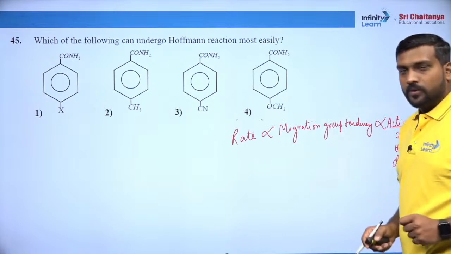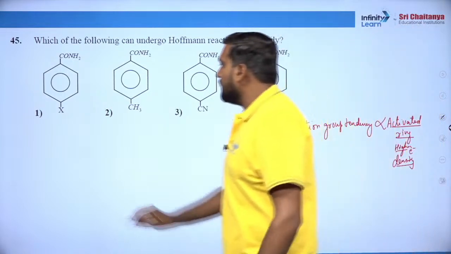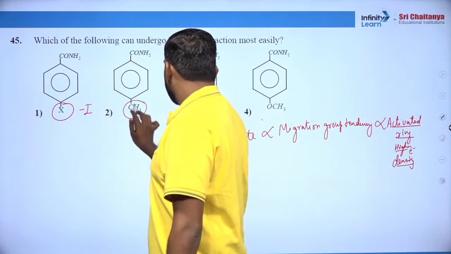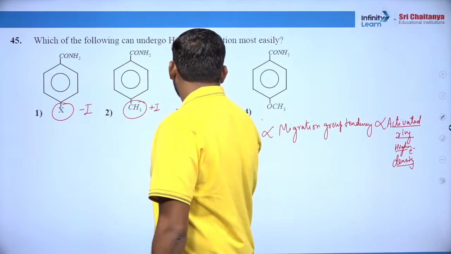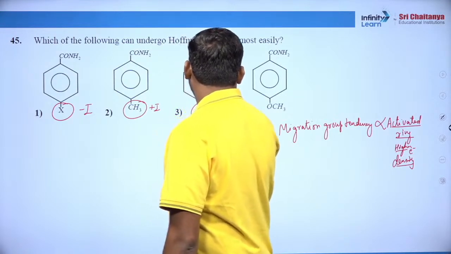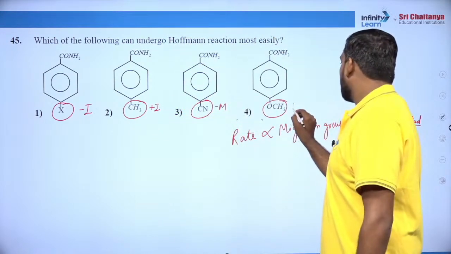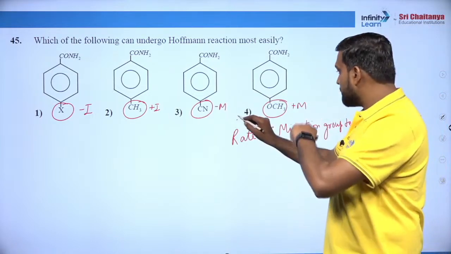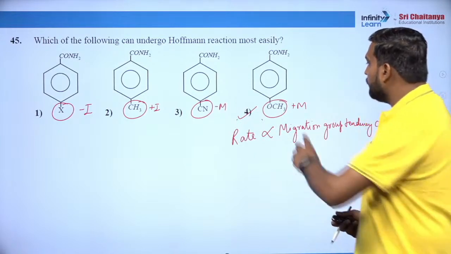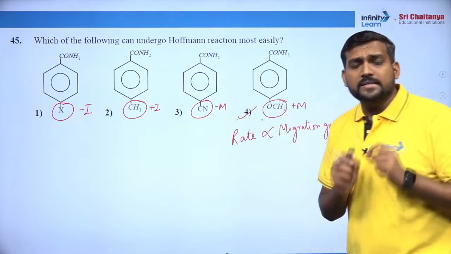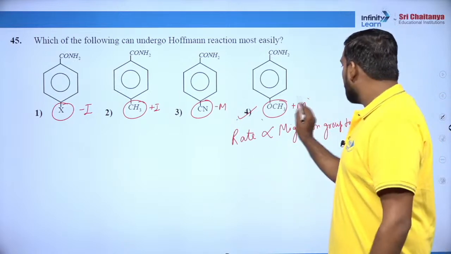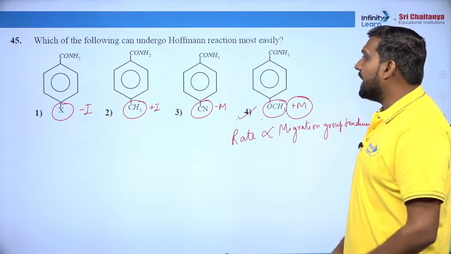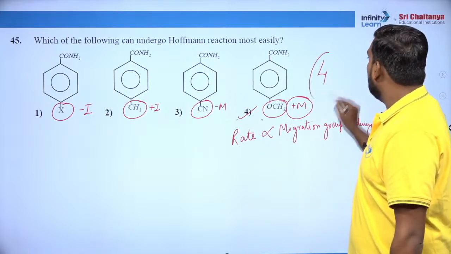So let's compare them. Here there is a halogen which applies minus I effect. There is a CH3 which applies plus I. There is a CN which applies minus M actually. There is an OCH3 which applies plus M. So the most highly activated ring among all four of them is option number 4. Why is it highly activated? It is due to the presence of an activating group, that is the plus M effect. That's why the rate will be maximum in option number 4.